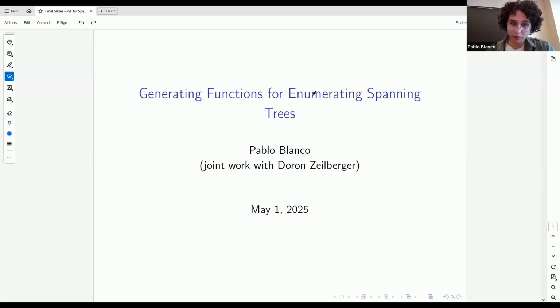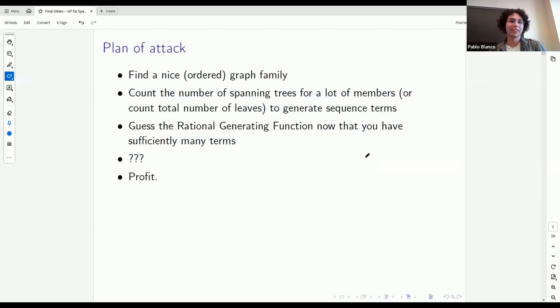I'll talk about generating functions for enumerating spanning trees, in joint work with our very own Doron Zeilberger. So I'm going to give you the layout for what we did. We found a nice graph family. You can think of it as a graph sequence, really, but I'm going to say family just so there'll be some sequences floating around.